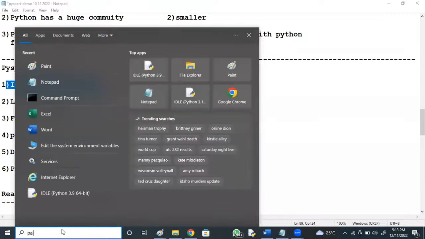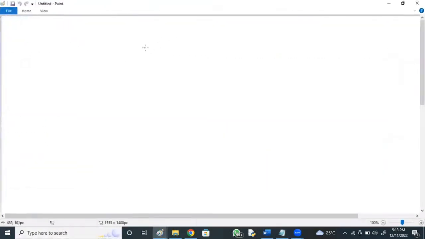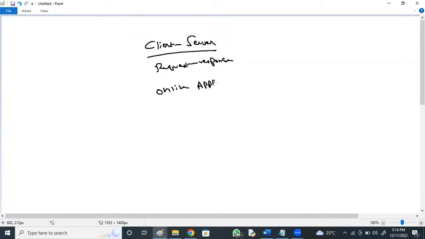So one more thing, Hadoop or Spark, what we discussed, right? It is not for client server architecture. I'm coming to your query only. It is not client server. It's not for clients. It is not for request response. It's not for online applications. It is not for online processing. So the first thing you need to understand: Hadoop or Spark is not for online processing or online applications.